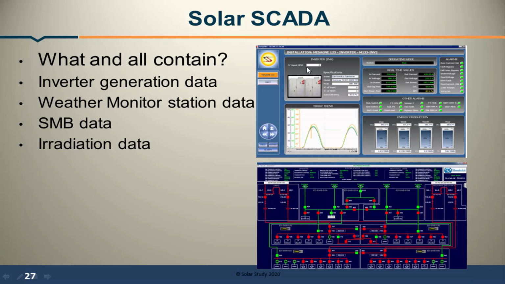So finally, what and all SCADA data containing? One is inverter generation data. Okay, what is that? Suppose radiation is incident on the panel. Then obviously it will produce the voltage and current that will go to the SMB, that is called string monitor box. From the string all the current and voltages are fed into the inverter. What inverter will do? It will convert the DC current which is coming from the solar panel into AC. So that is called inverter generation data.